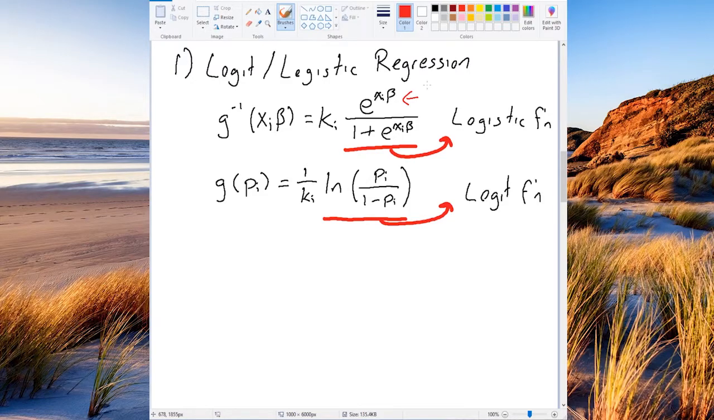When xi beta is 0, the probability of success is about 1/2. When xi beta is 1, the probability of success is about 0.75, and at negative 1, about 0.25. And the logistic function, let's switch over to blue. I will do some erasing here in a second.